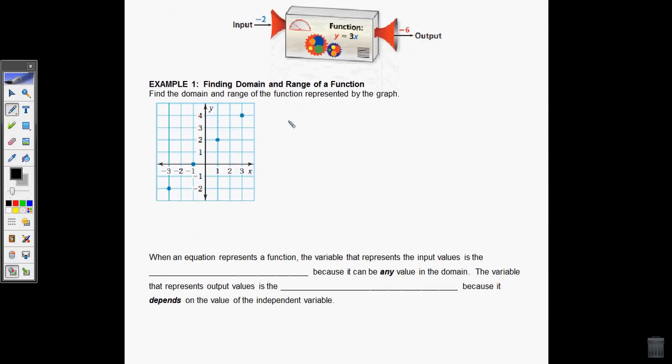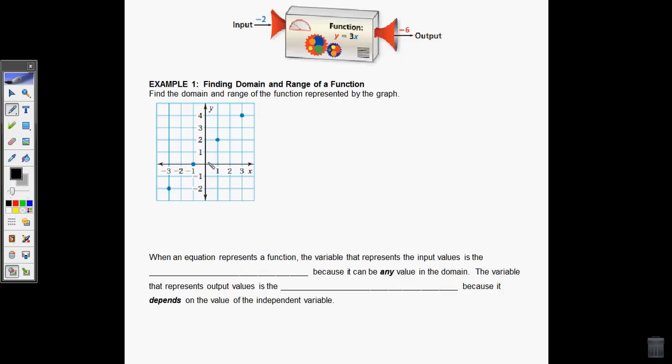Example 1, find the domain and range of a function. So, these 4 points are representing to me a function. They're representing certain xy points, and they can give me some good information about what the domain and range are of the function. So let's take a look.